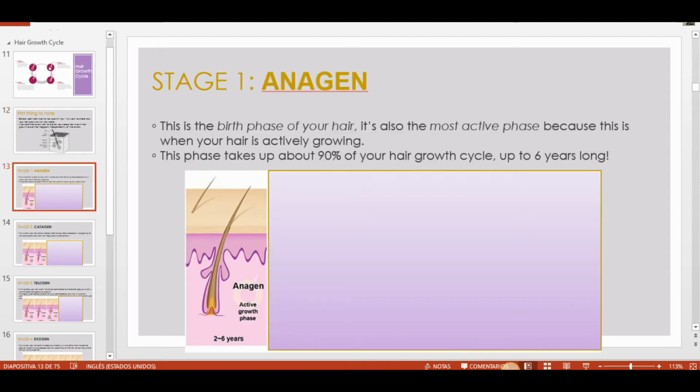So the first stage is the anagen phase. It goes anywhere between 2 to 6 years or more, depending on your genetics. And this is the most active phase, because this is when your hair starts to grow. It's the birth phase of your hair. So your hair will pretty much keep growing, keep growing, keep growing, anywhere between 2 to 6 years or more.